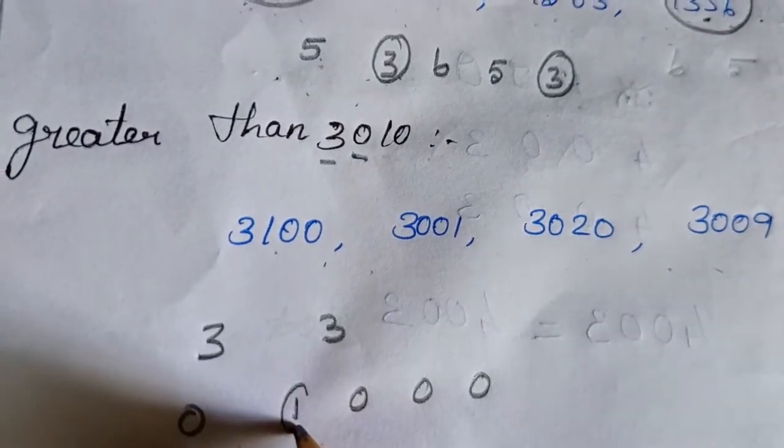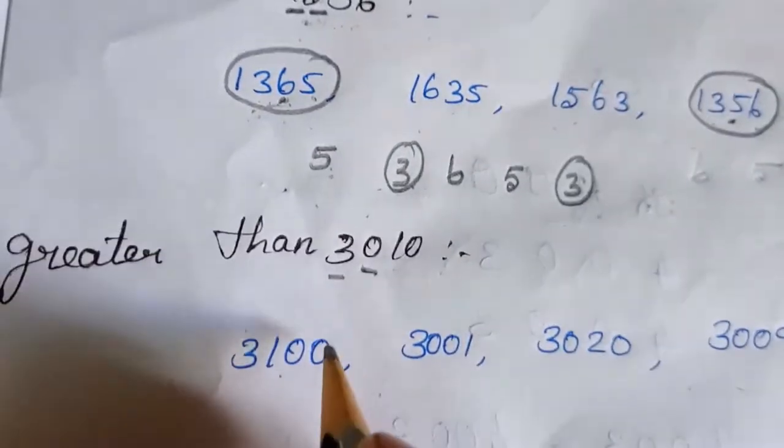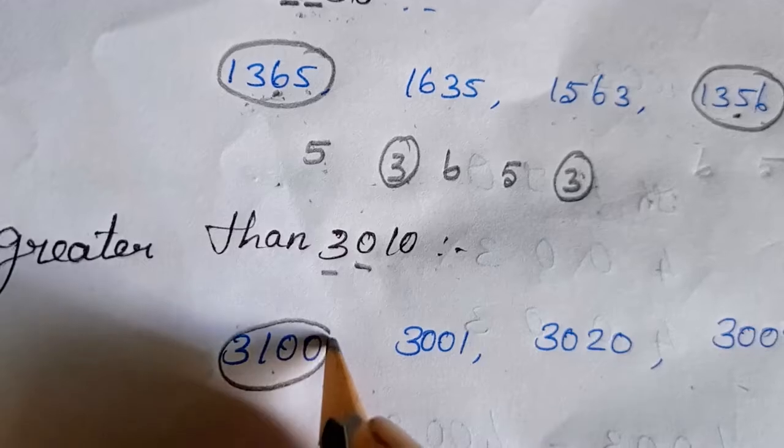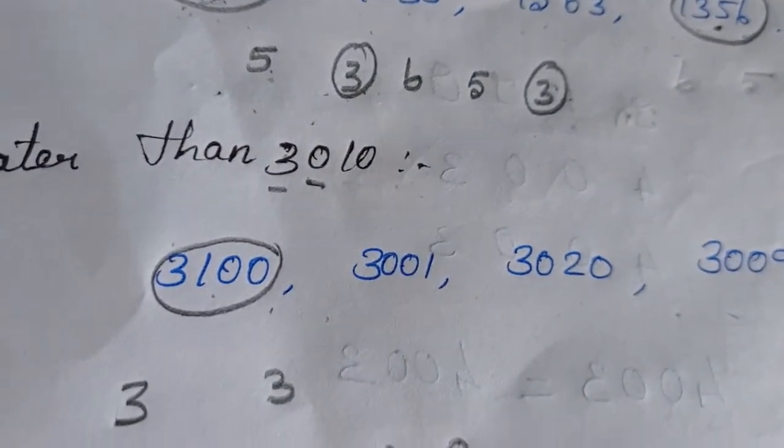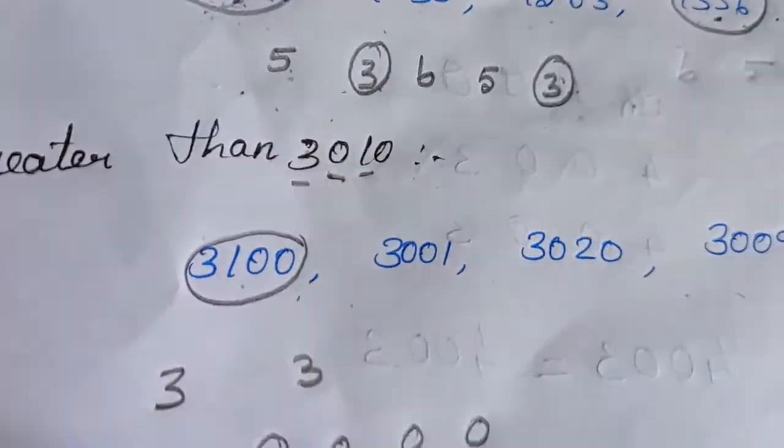So we conclude that 3100 is greater than 3010. Okay, ma? Next, children, again check their tens place value.